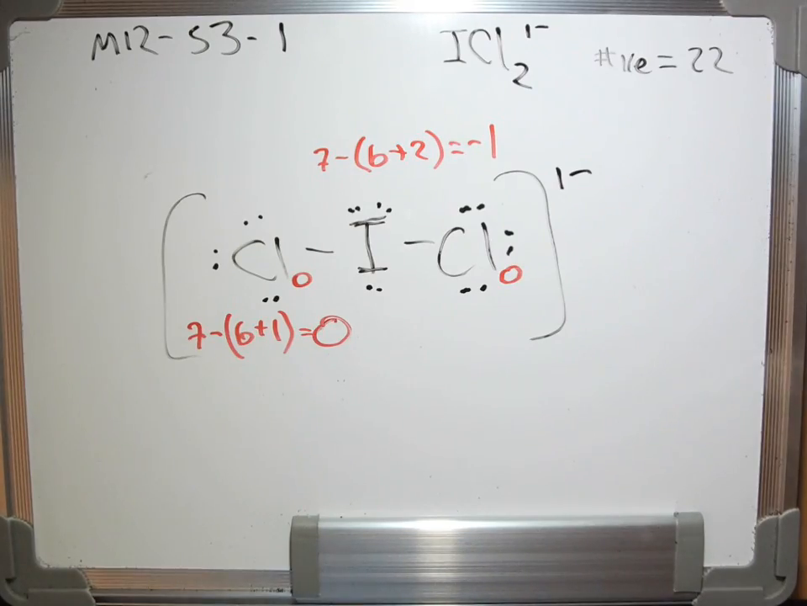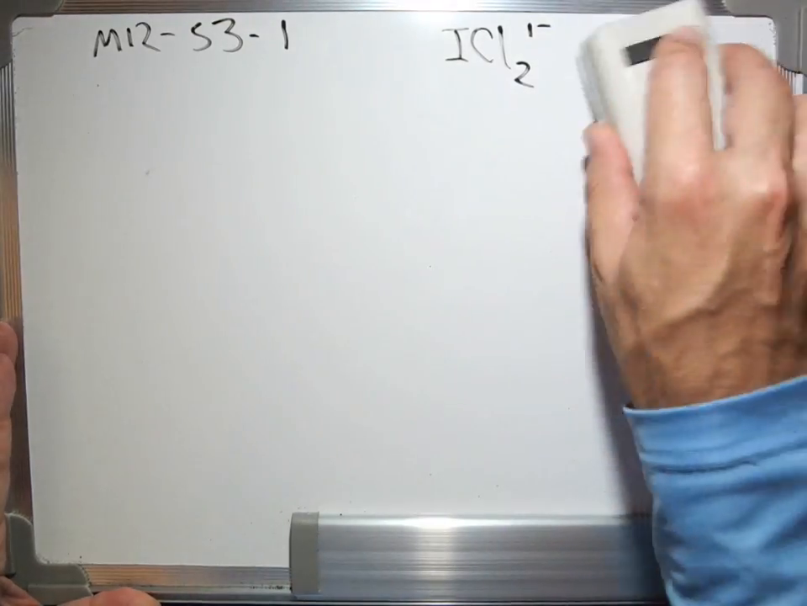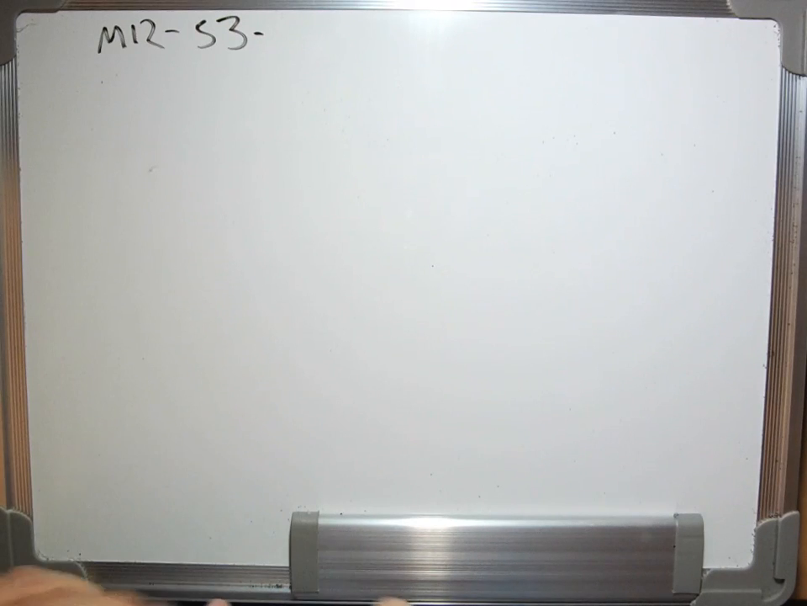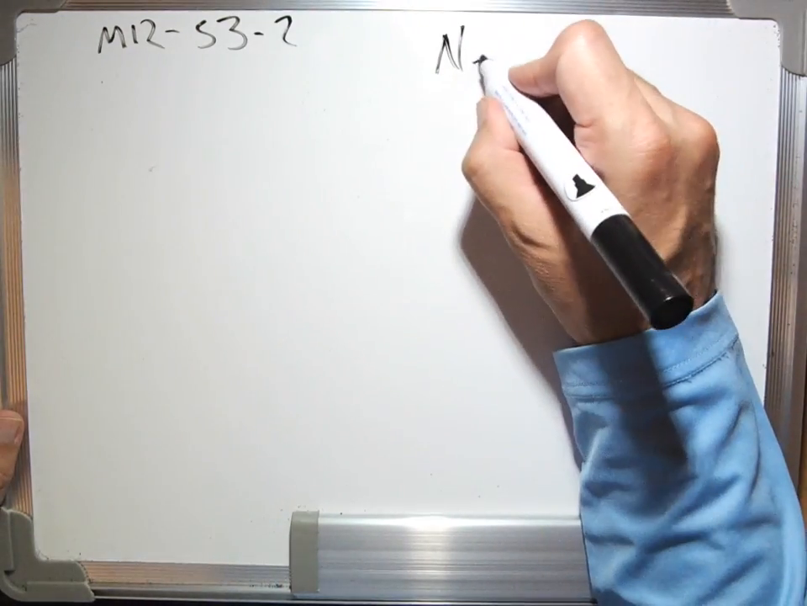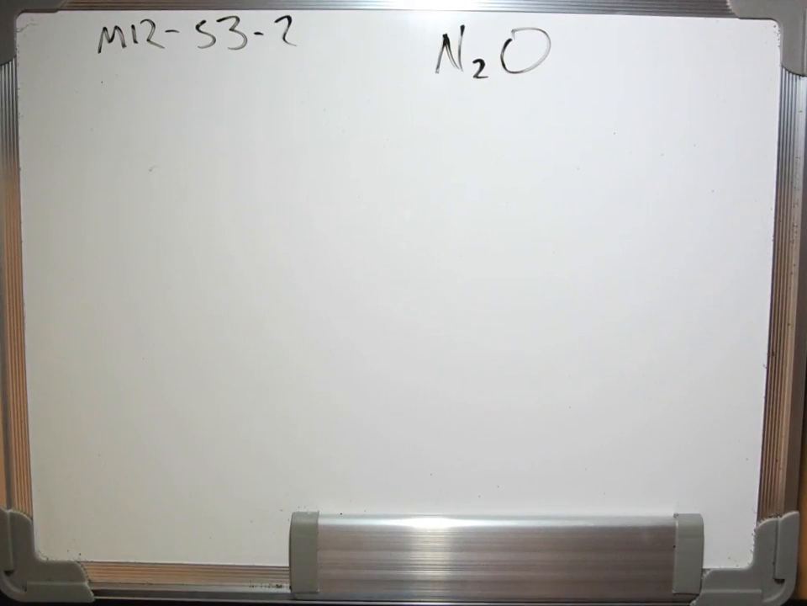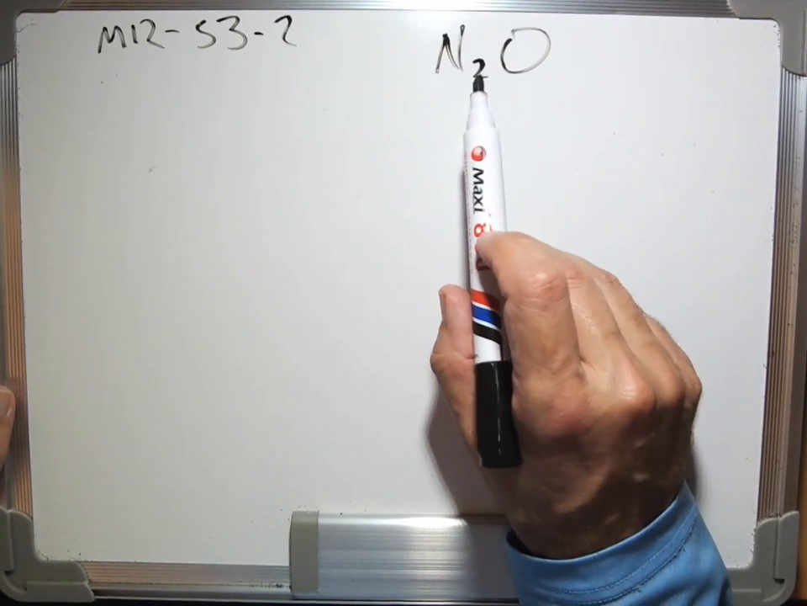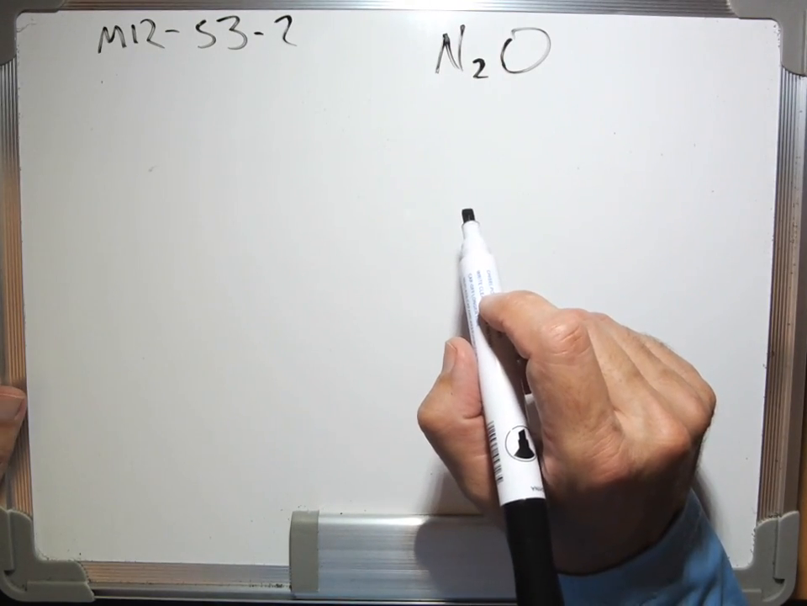Okay, let's move on to question number 2. All right, so in question number 2, we are asked to come up with a major and minor contributor to the resonance hybrid for N2O. Looking for a major and a minor contributor to the resonance hybrid. Okay, we'll also recognize, we are told here, that nitrogen is going to be a central atom.